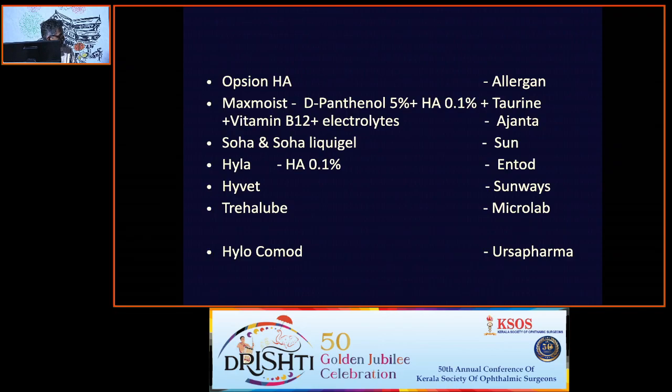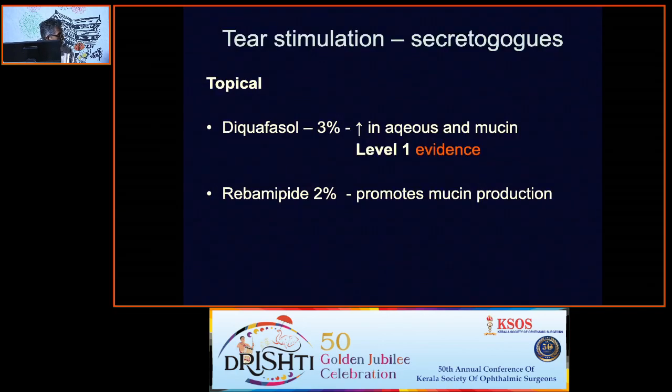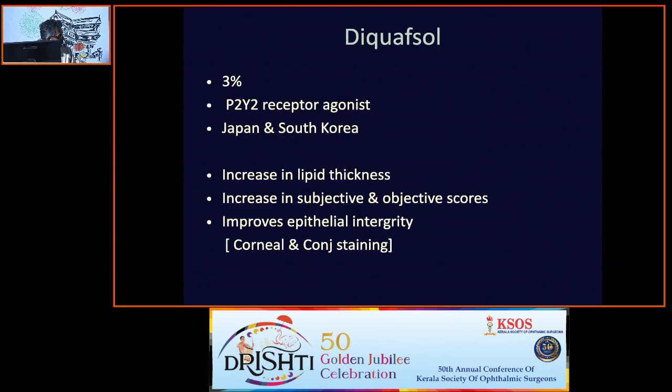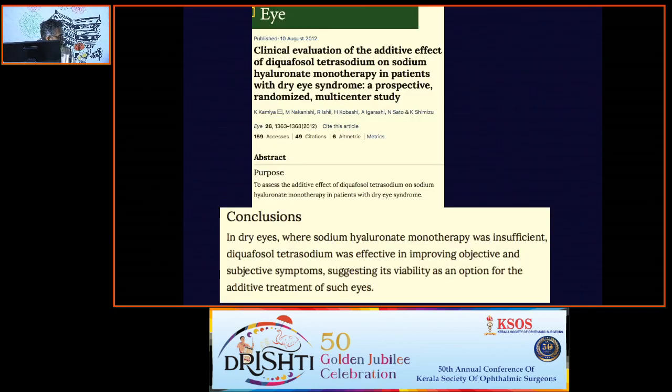A lot of options are available nowadays. One of the things not available in our market is diquafosol and rebamipide. I think these two drugs are very effective. Actually, they are available in the Japanese and Korean markets, and they are doing very well. In the interest of time, I'll just say that it increases the tear lipid thickness and improves the objective and subjective scores.